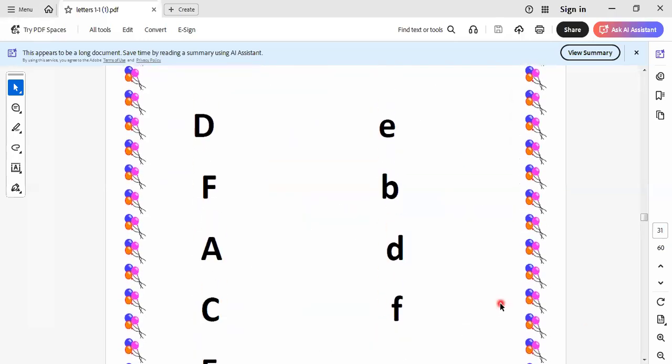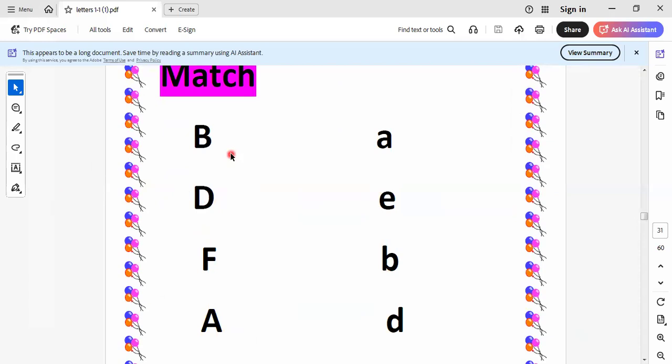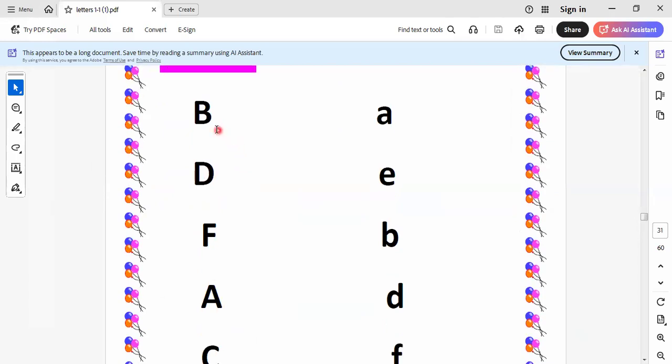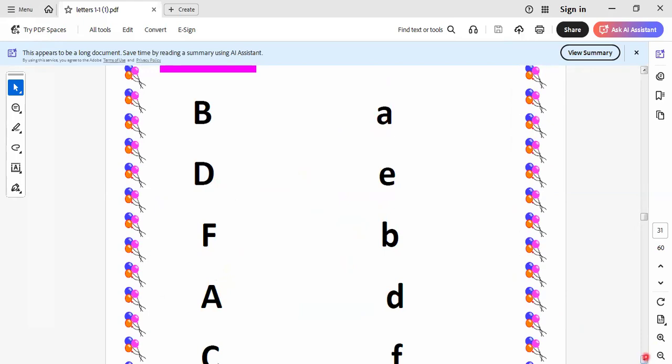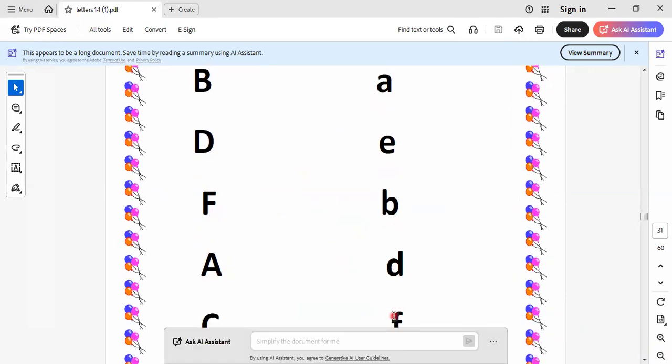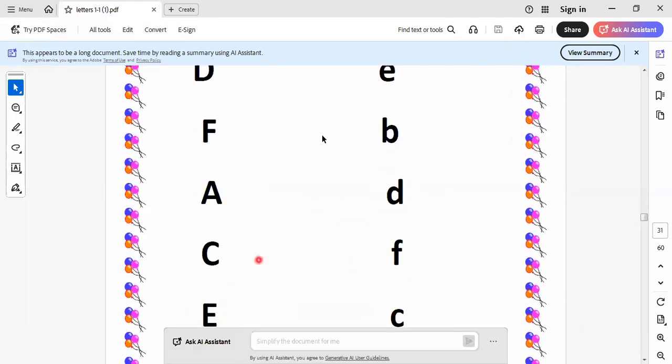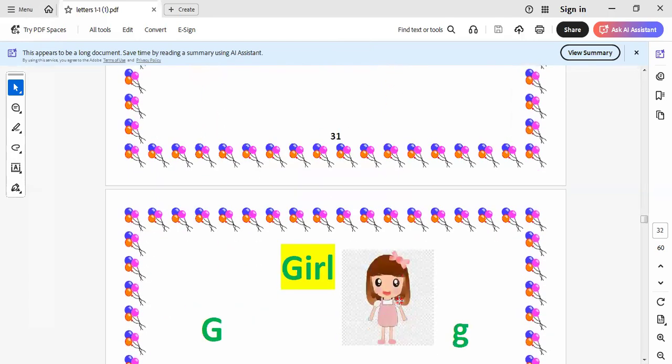Here we have matching. Let's match the suitable capital letter or uppercase of the letter with lowercase or small letter. Here is capital B with a small b, capital D with a small d, capital A with a small a, capital F with small f, capital E with small e. Here is capital C with small c. Okay, let's go to another one.